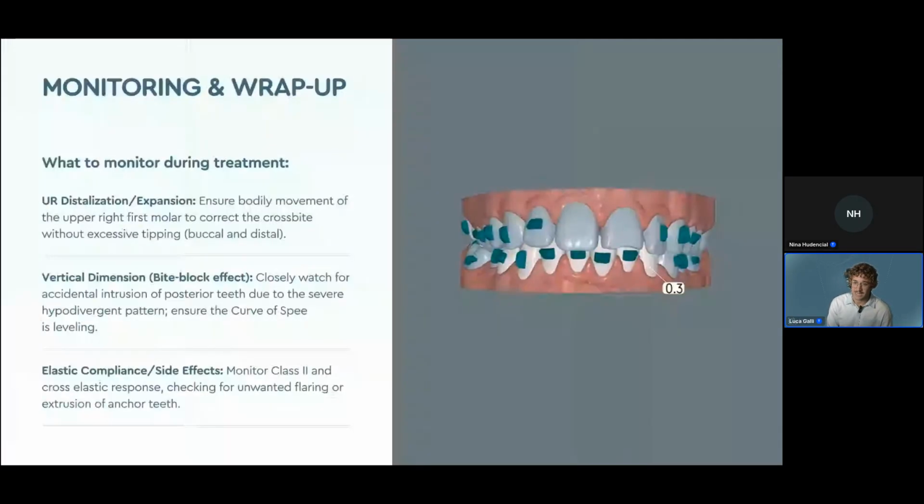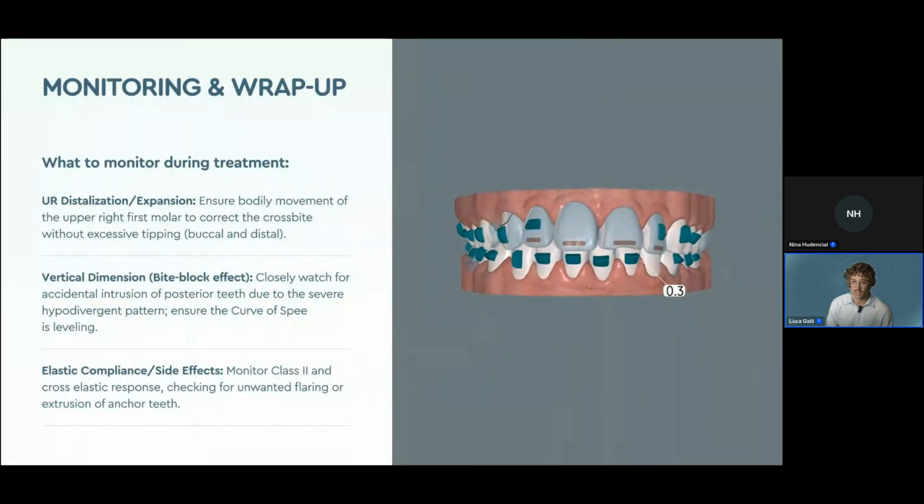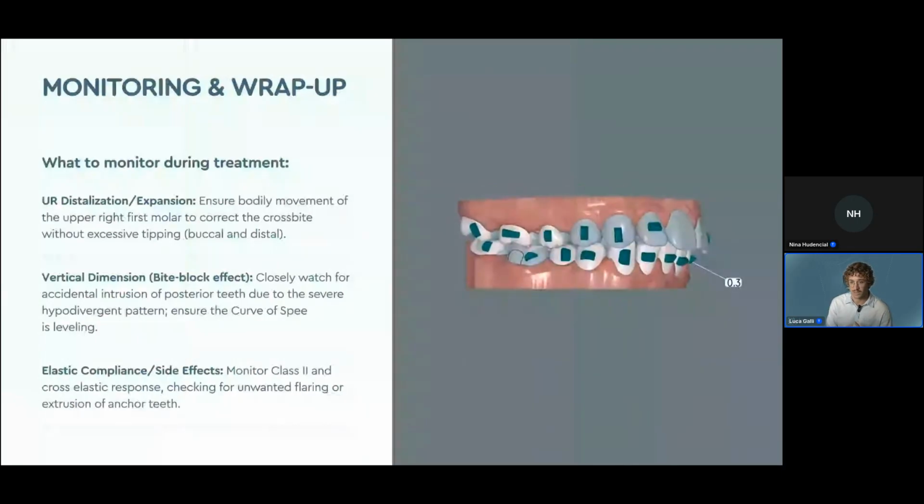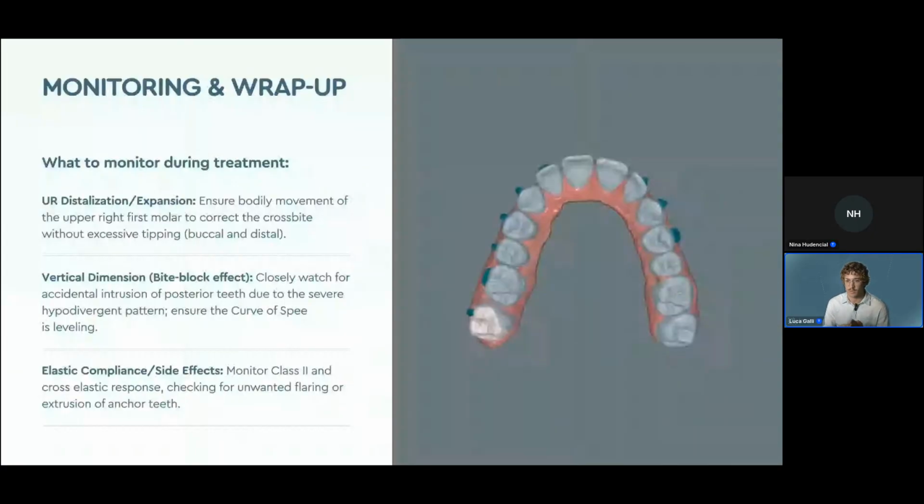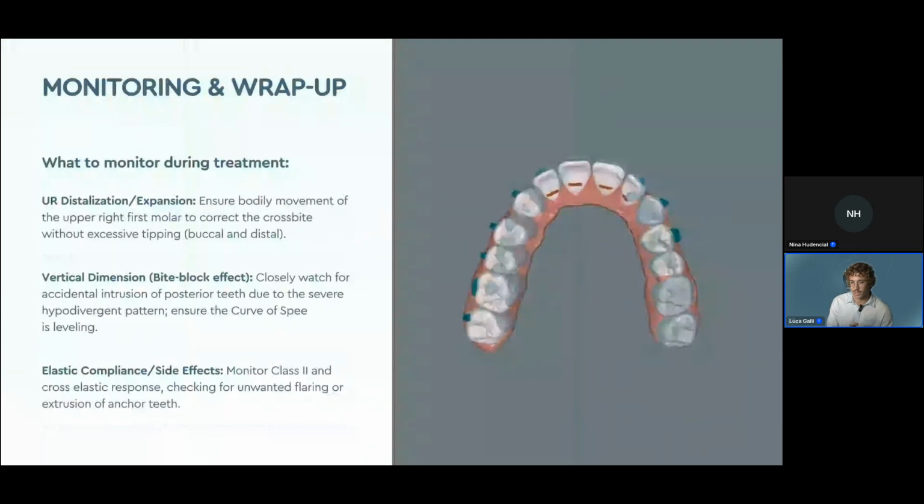Now, a few things that I really watch during the treatment, because this is where cases like this can start to drift if we're not on top of it. So first, during distalization and expansion, I always check we're not getting only crown tipping, especially during distalization. I want root control too. That's why in some cases we plan a bit of tip back overcorrection, just to make sure we actually express the movement clinically.